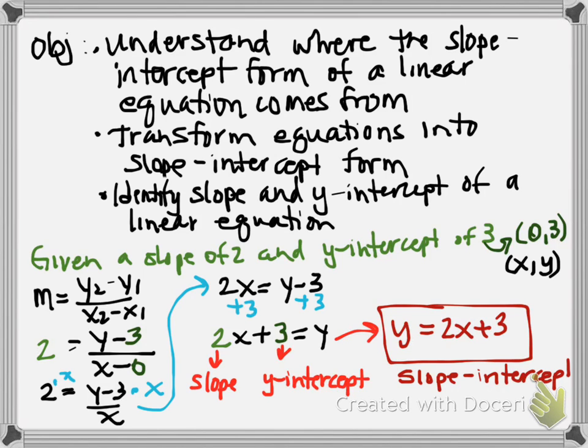Y alone on the left, the x term right after the equals. The number that's in front of the x term is the slope, and then the constant that comes after the x term is the y-intercept. So I'm going to go on to the next page. When you guys are ready.